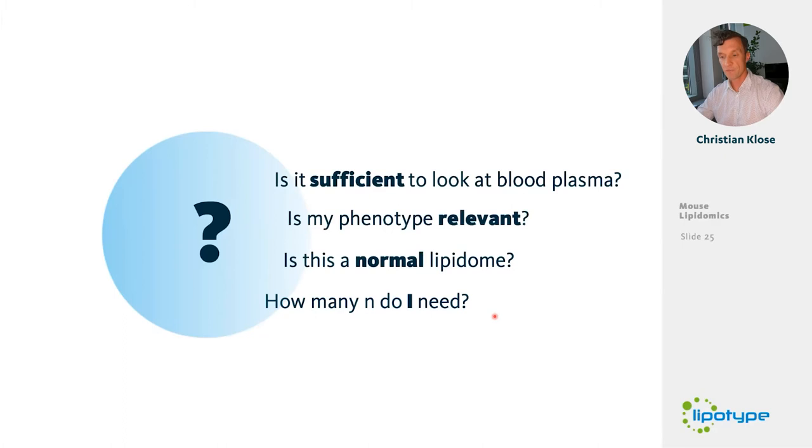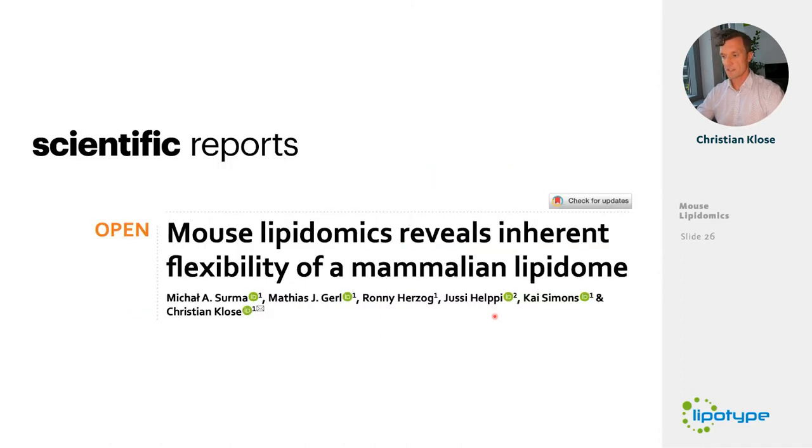And then once I have a meaningful result, or let's say once I have a result, then the question arises: is this phenotype really relevant, or is it just something that is statistically significant but doesn't really answer my question? Is it really meaningful, or is it just a random result that I've picked up? So we thought, let's address these questions.